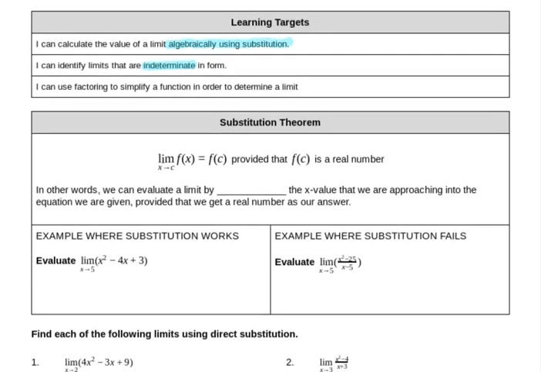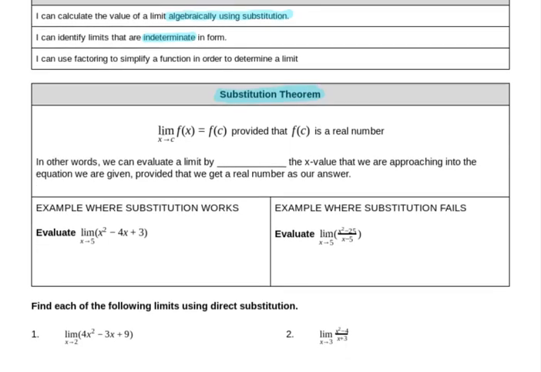So the big idea for today's lesson is this substitution theorem. And hopefully you already know what the word substitution means, but we're going to really dive into it. So the substitution theorem says that if we want the limit of f of x as x approaches c, it's really just equal to f of c, which is the function value at c, provided that f of c is a real number. So let's talk about what that really means.